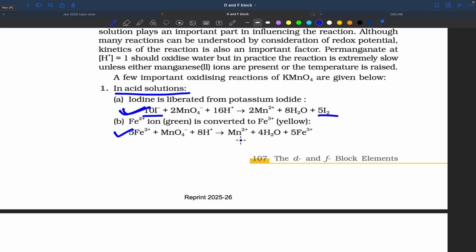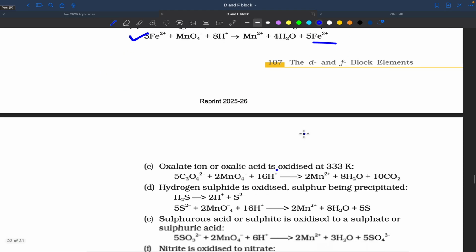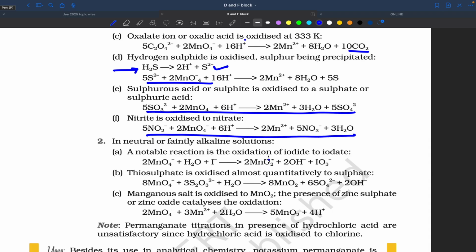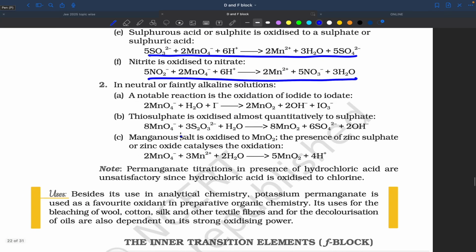Fe plus 2 is converted to Fe plus 3. Iron oxalate is converted to carbon dioxide. H2S is oxidized to S. This is the balanced reaction. SO3 2 minus is oxidized to SO4 2 minus. NO2 minus is oxidized to NO3 minus.